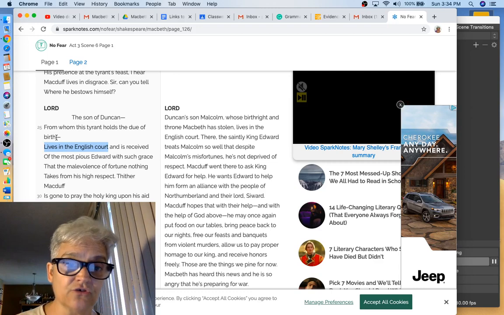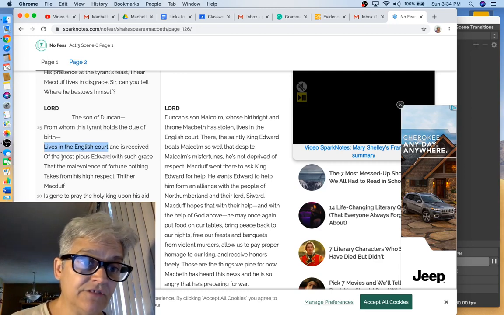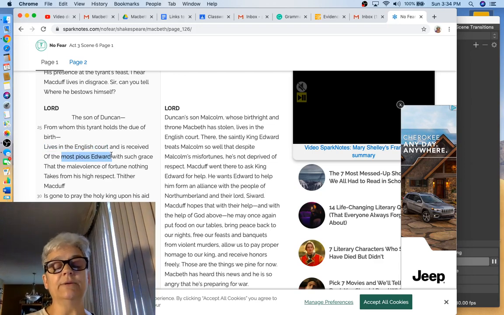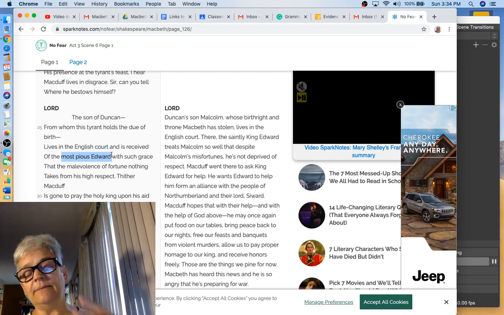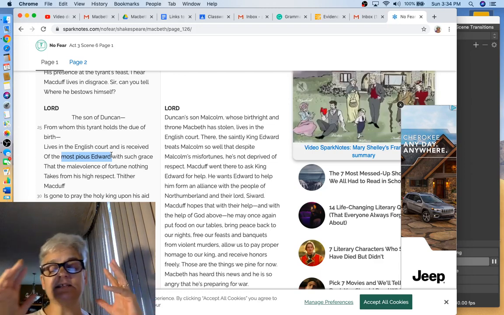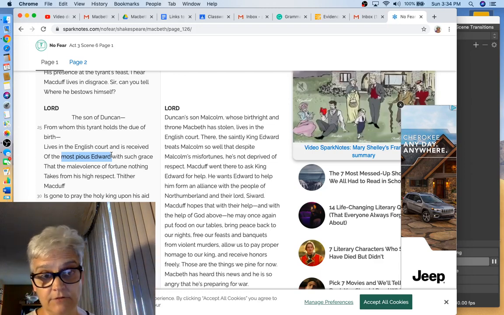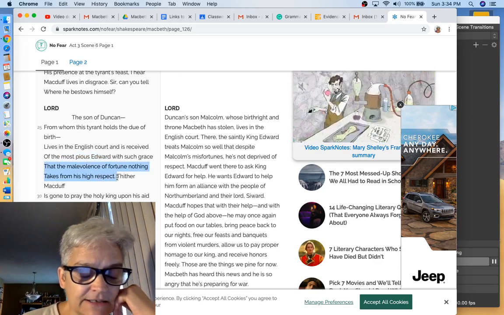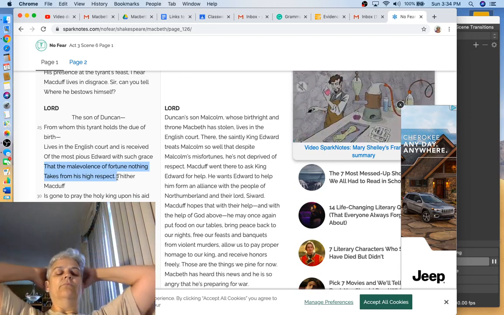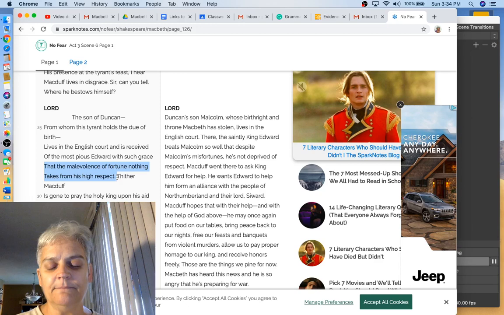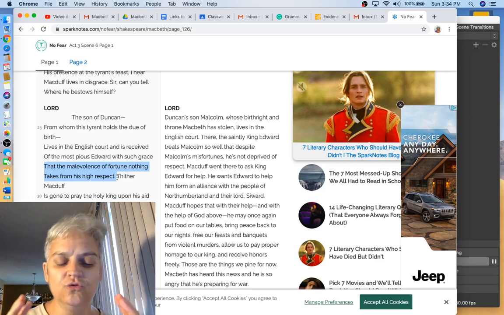Macbeth has stolen his crown, and Malcolm is "received of the most pious Edward." So here we are learning about the English king, who is set up as a foil to Macbeth, a pious king versus a king ruled by the devil. "With such grace that the malevolence of fortune nothing takes from his high respect." No malice. This is a king of God. God's anointed king, a true king.